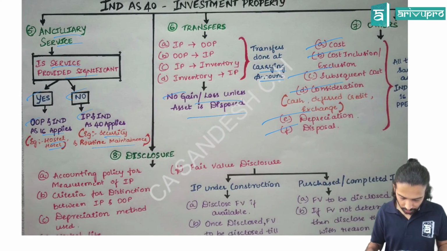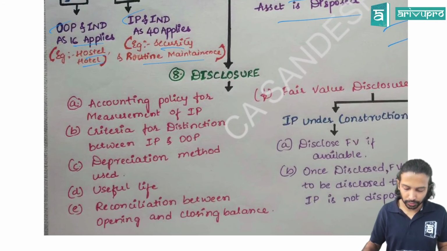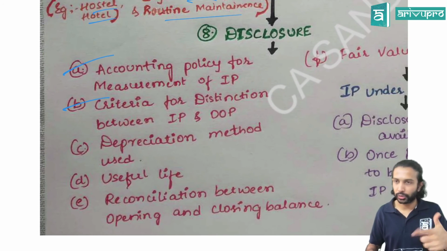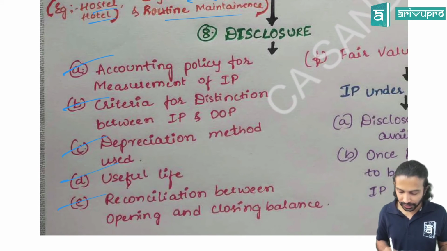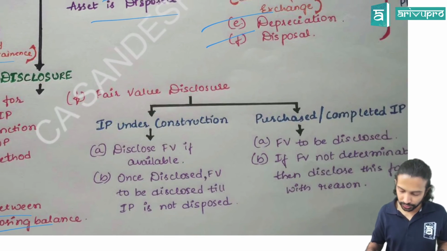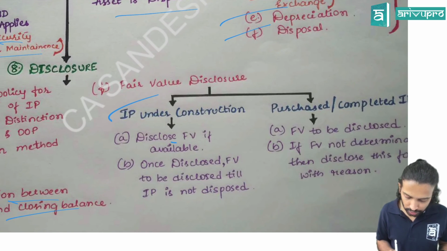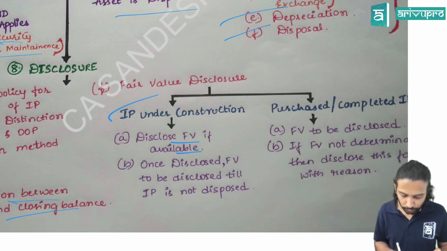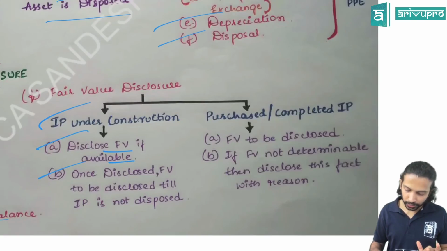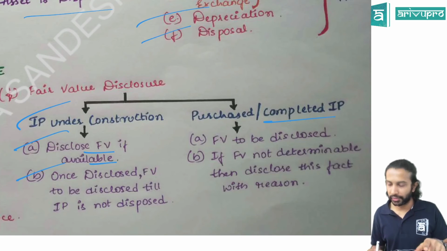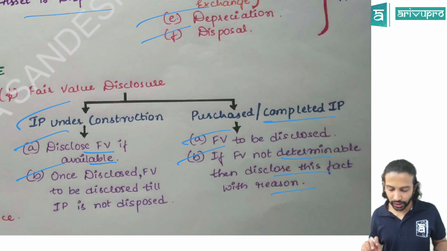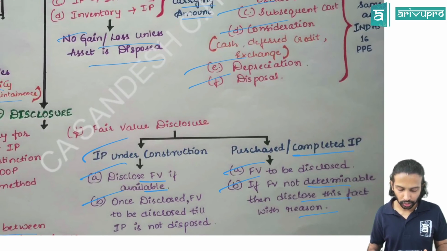Okay. Then disclosure. Disclosure we gave, no? Accounting policy. Criteria, whether your service is significant or not. To find out that, how are you finding it out? Depreciation method, useful life, and reconciliation between opening and closing balance. One specific disclosure you have to remember with respect to fair value. If fair value is under construction, then disclose fair value only if available. Okay. If you disclose it once, you have to show it till IP is sold. Correct? If it is purchased or completed IP, then fair value would be available, so you have to show it. Due to some reason, if you are not able to show it, then you have to give the reason as to why you are not showing it. Correct? That is your disclosure aspect.